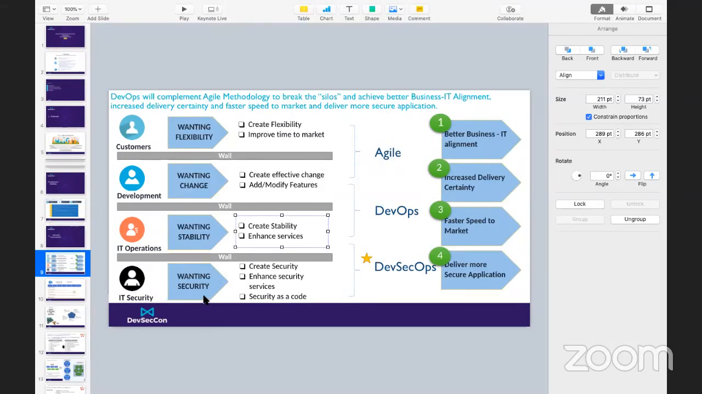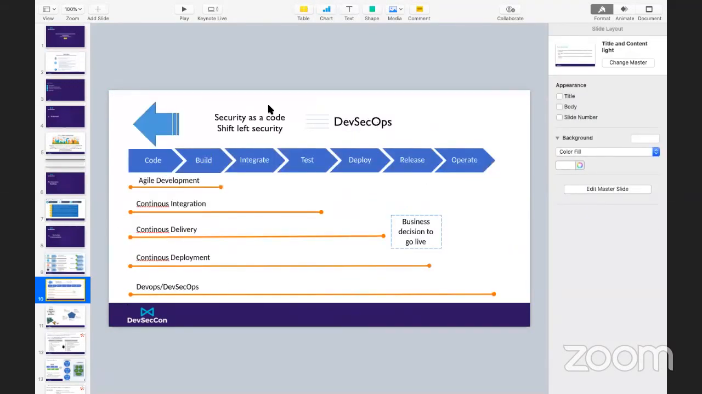What is the main objective of IT security? They want to create security and also enhance the security services. And if you do DevSecOps, IT security will do security as code in the development pipeline. Here you can see the SDLC, the Secure Development Lifecycle. We start from code, build, integrate, test, deploy, release, and operate.